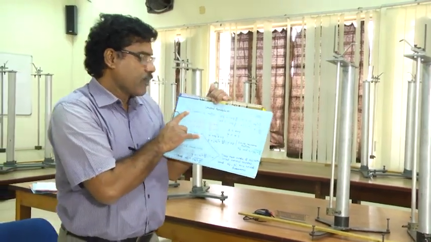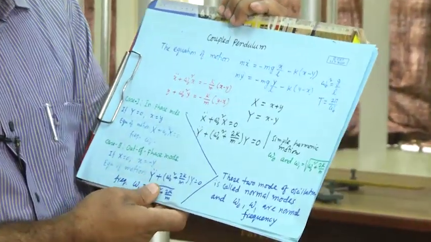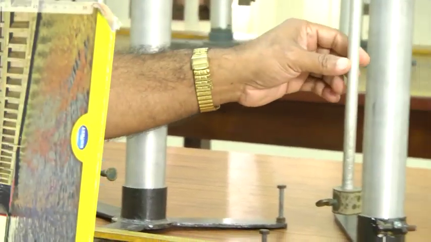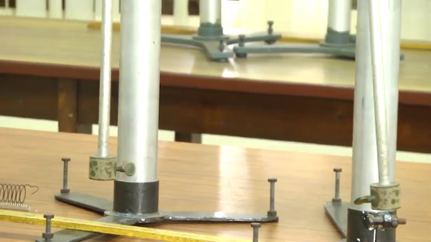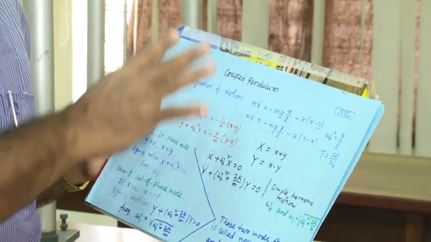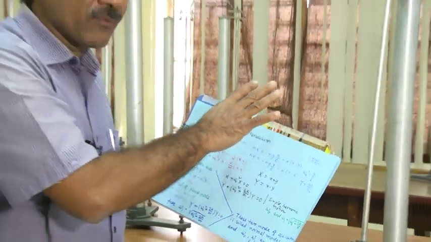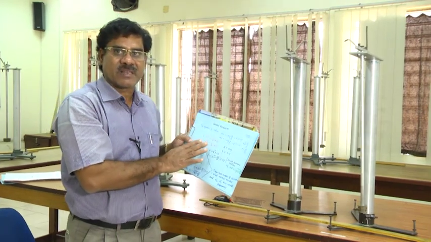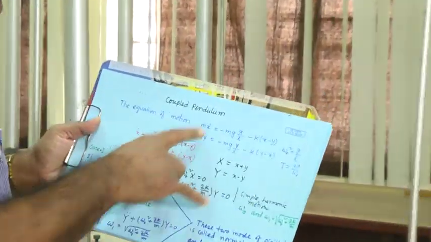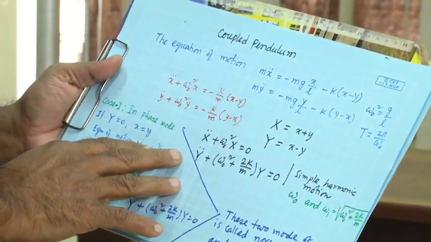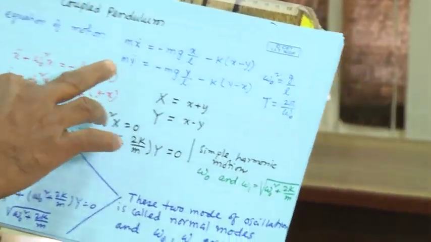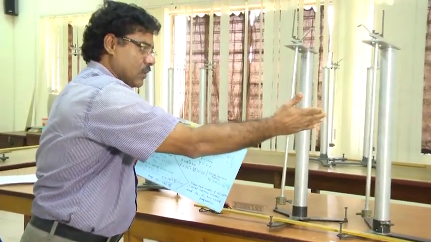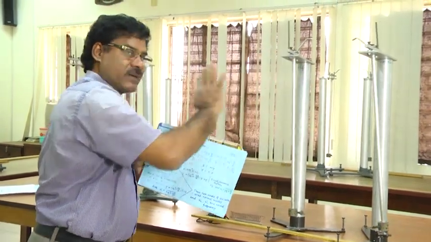Coupled pendulum equation of motion: I have two pendulums. The displacement of this one we take as x, and the displacement of the other one we take as y. Since they are coupled, we assume both are displaced, one by x, another by y. Now the equation of motion of this pendulum: its displacement is x, but it is coupled with the second pendulum, so that effect will also come in. Thus it is coupled.